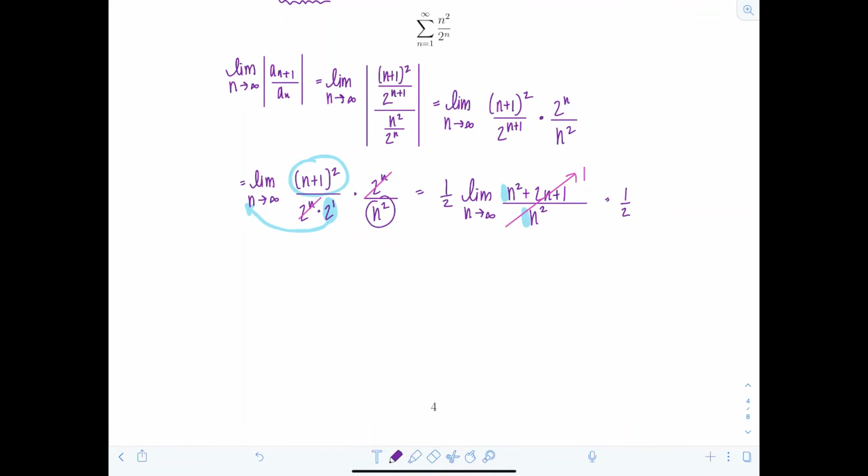Well, since I'm using the ratio test, I always want to compare this number to 1, and 1/2 is less than 1. You have to write this inequality after you take the limit, either less than 1 or greater than 1, to show that you understand what the statement of the ratio test entails. And what does this tell me? Well, it tells me that the sum n equals 1 to infinity of n squared over 2 to the n converges by the ratio test.